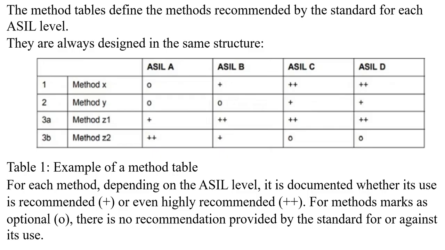Example of a methods table. For each method, depending on the issue level, it is documented whether its use is recommended, plus, or even highly recommended, plus plus. For methods marked as optional, 0, there is no recommendation provided by the standard for or against its use.